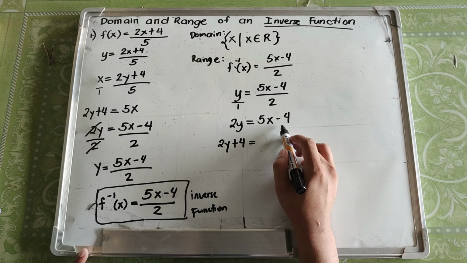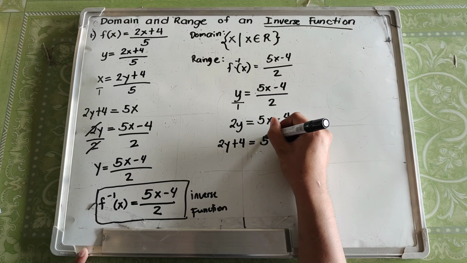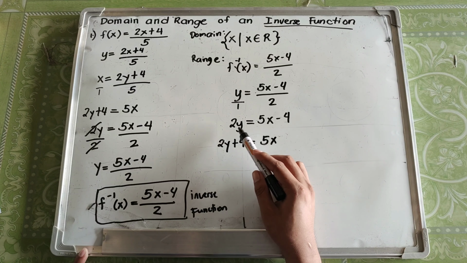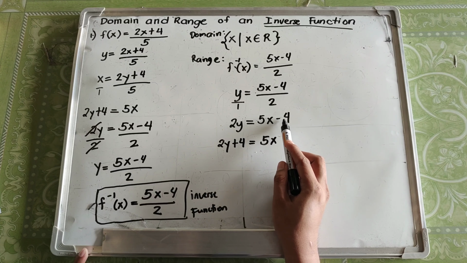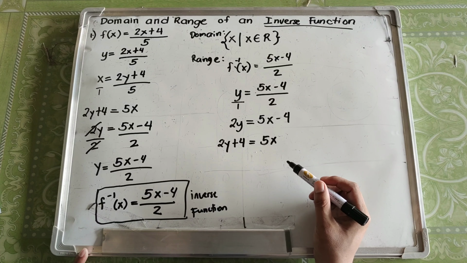Ayan, si 5x parang ikaw, iniwan ka na ni negative 4. So anong ibig sabihin yun? Single ka na, so wala ka nang kasama. Yan, si 5x. Ano nangyari dito? Si 2y, sinamahan ni positive 4 galing kay negative 4 kasi tinatranspose natin. We applied the rule of transposition. From negative 4, nagiging positive 4. Copy 5x. Then solve for x.